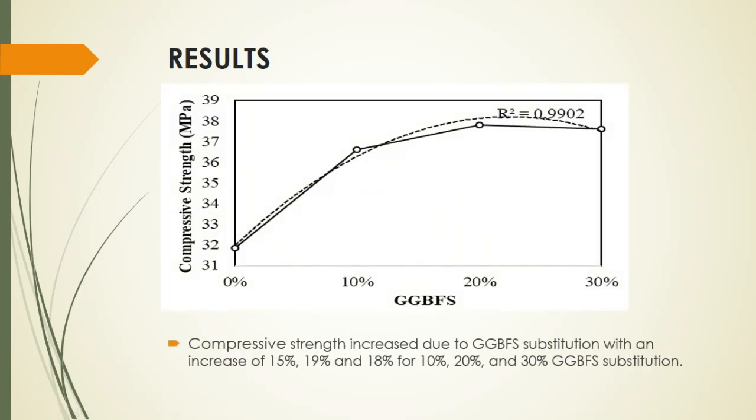Results. This is the graphic of compressive strength with GGBFS. Compressive strength increased due to GGBFS substitution with an increase of 15%, 19%, and 18% for 10%, 20%, and 30% GGBFS substitution.